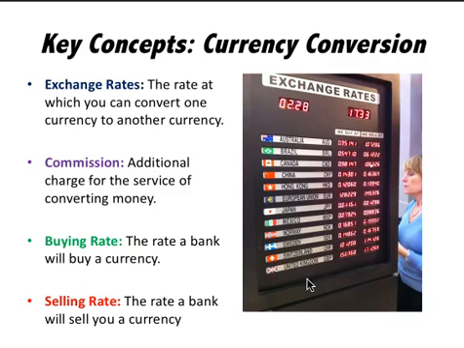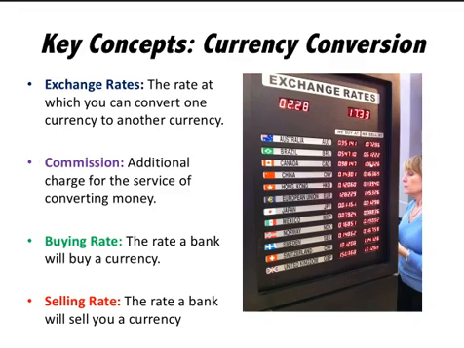You have probably heard this in a bunch of different environments. Commission is often associated with sales. So if someone is a car salesman, they earn commission on every single car they sell. Now, as it relates to currency conversion, it's the additional charge for the service of converting money. So if you go to a bank or a third-party lender and you want to exchange money, they'll sometimes charge you a little bit of commission for the service that they're providing you.